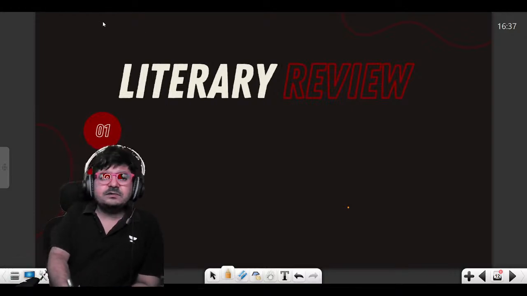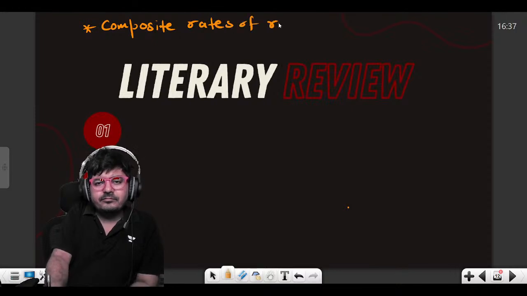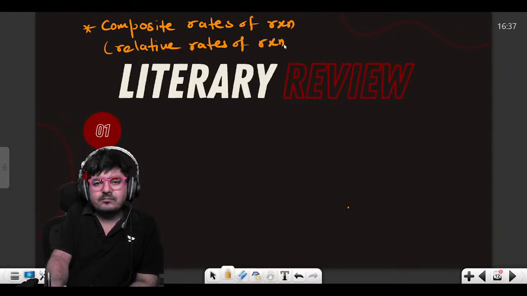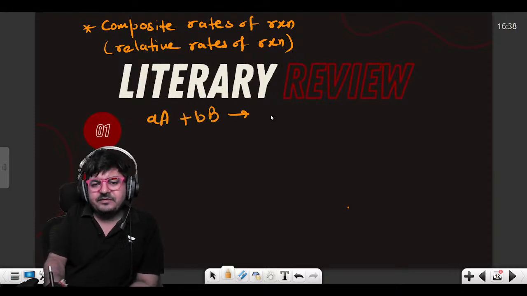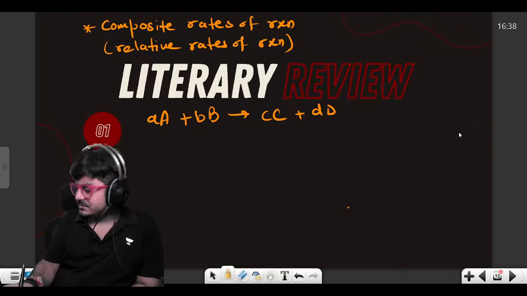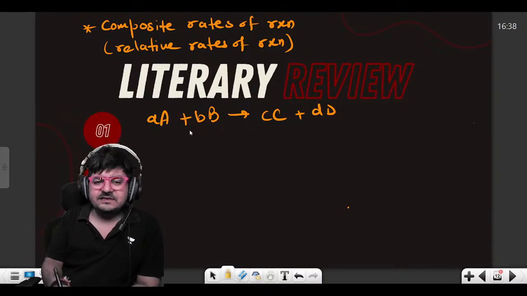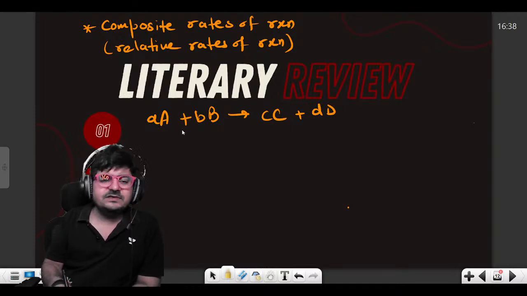अब यहाँ पे बात आती है composite rates of reaction, also known as relative rates of reaction. So suppose we have a chemical reaction aA plus bB gives cC plus dD. So we have seen this in the course as well, and we will look at this in the quick revision sessions also, whenever they will be started.